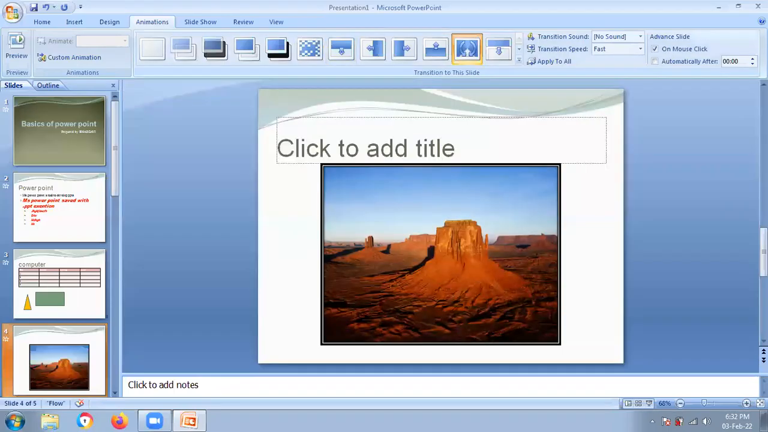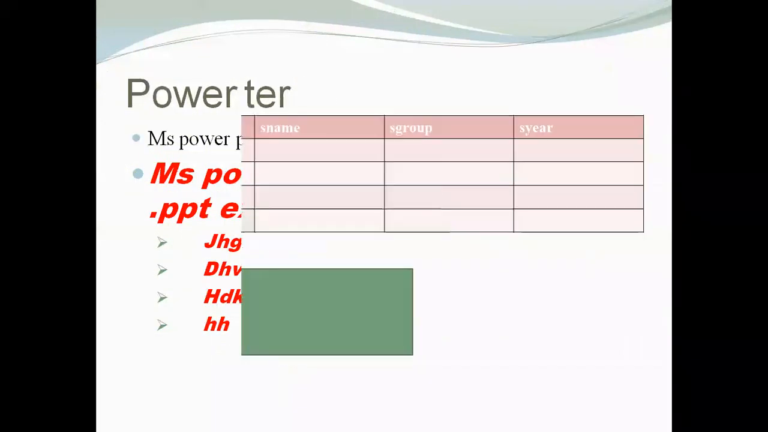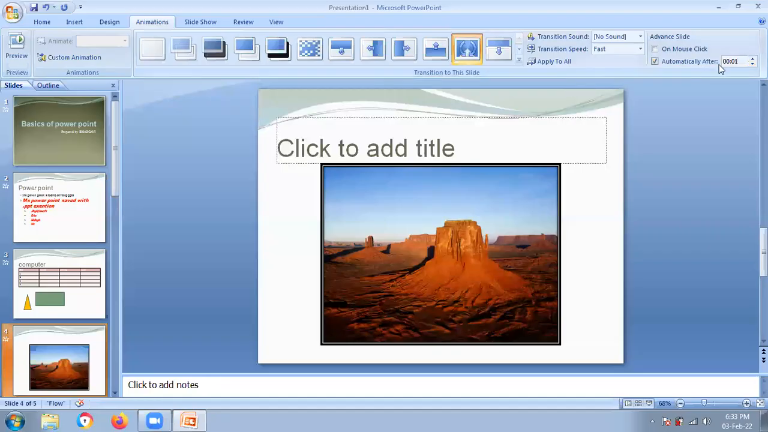Now, if I want to show, I don't want to click on the mouse. Simply after every 1 second, I want to get it. Now, if you press the F5 button, see, without clicking any mouse button, after 1 second, the next slide will come. Now, I'm not clicking any mouse button. After 1 second, the next slide will come. Right? Is it clear? So that means here you have to set the time.